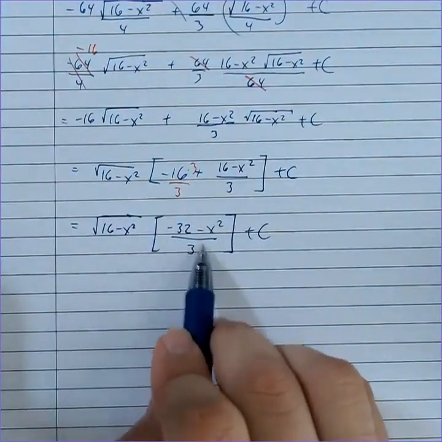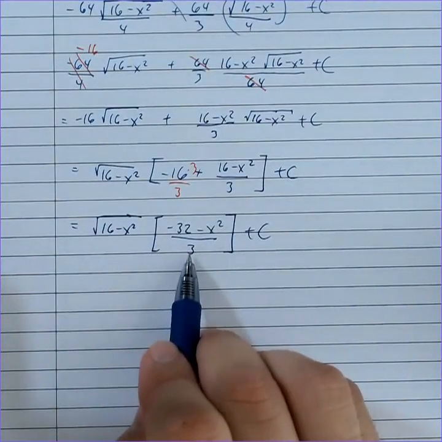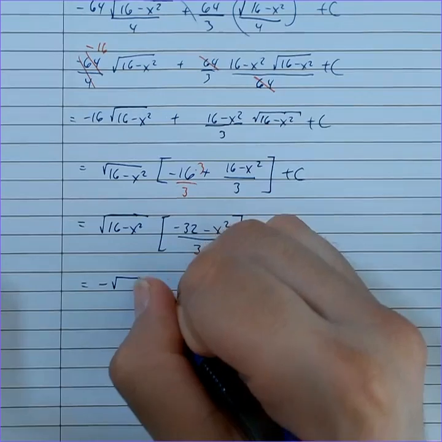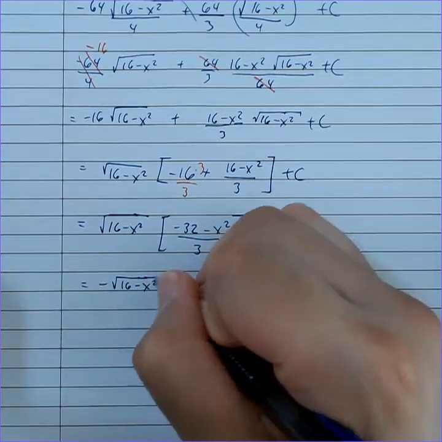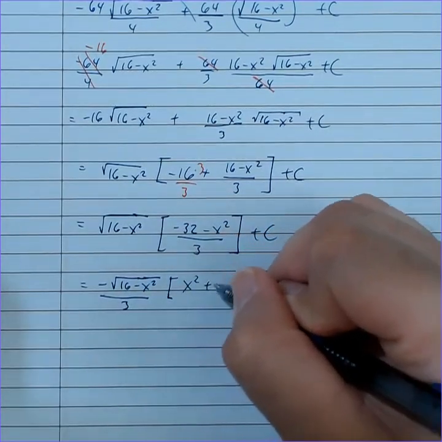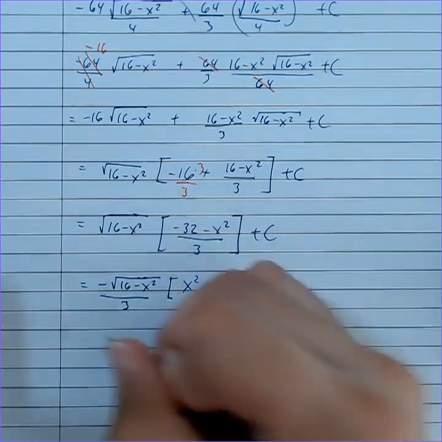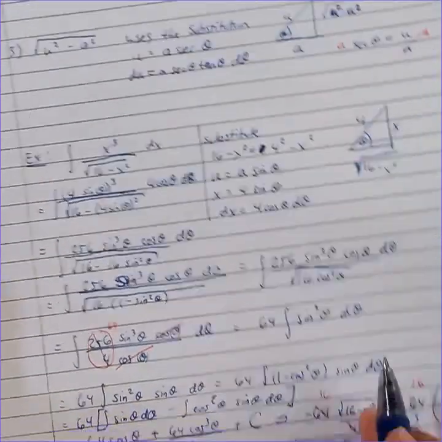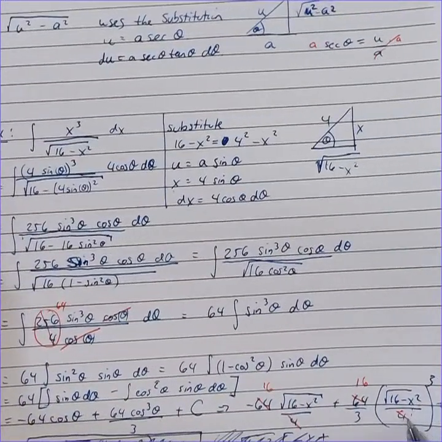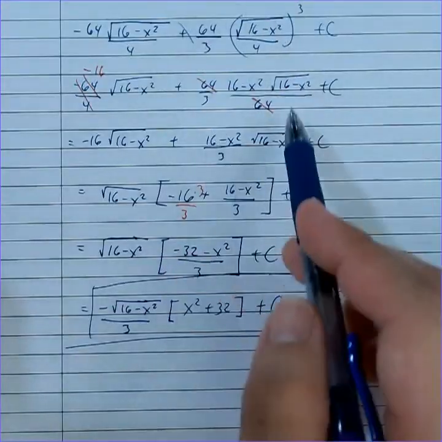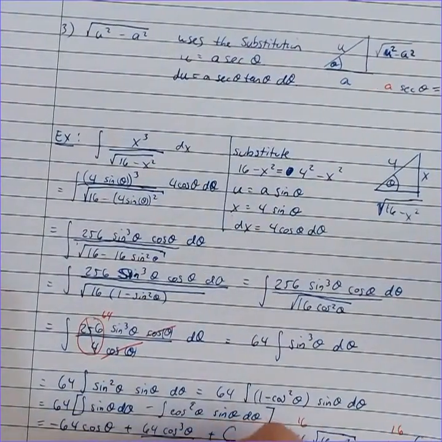And then here, there's a common factor. Everything's being divided by 3, and everything has a negative in front. So here, we can even write this as negative square root of 16 minus x squared over 3 times x squared plus 32 plus some constant of integration. There we go. Yeah, my apologies. That simplification before was incorrect. I essentially neglected to raise this 4 to the third power, which causes this to be incorrect. So the simplification is correct now.